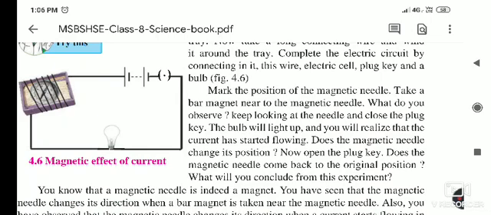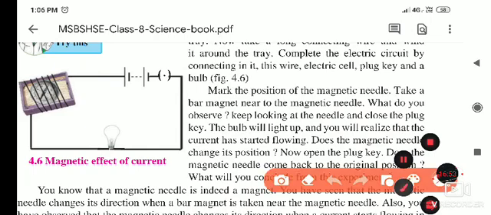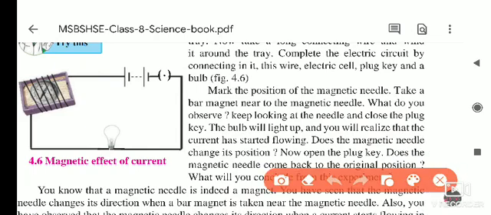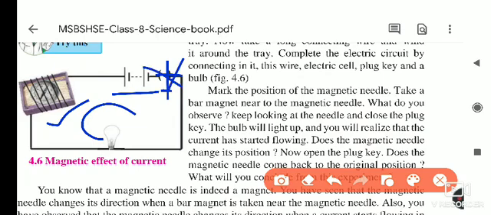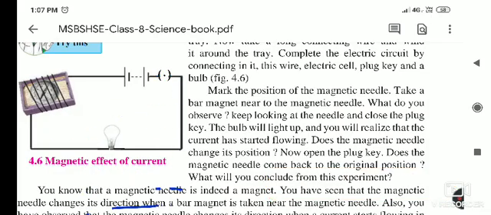So what do you understand from this? What do you conclude from this experiment? I will explain again. When the electric circuit is complete, with the batteries, the plug key, the bulb and wire all in contact, what happens? The magnetic needle shows the deflection. And when we disconnect it, the magnetic needle comes back to its original position.